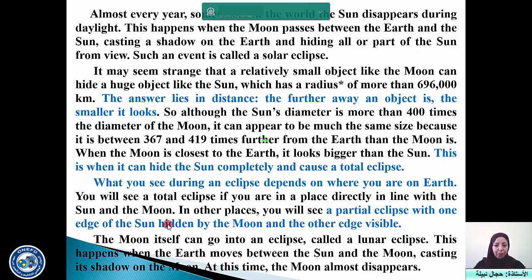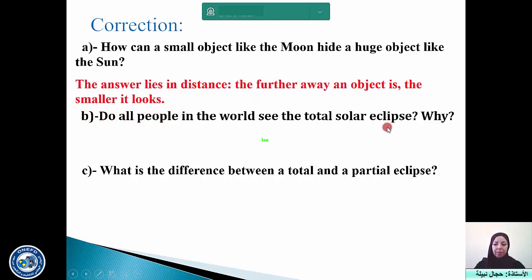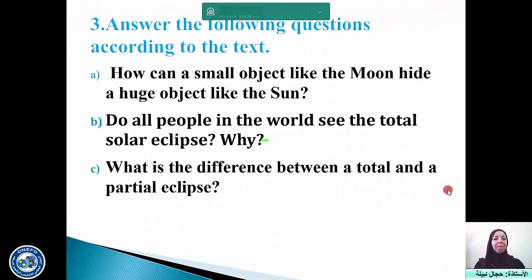Question 2 is about, let's go back to question 2. Do all people in the world see the total solar eclipse, and why? Okay. Now let's move to the third activity, which is about answering questions according to the text.